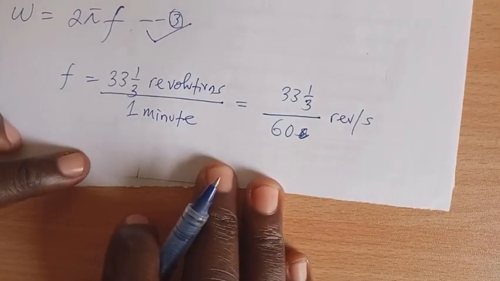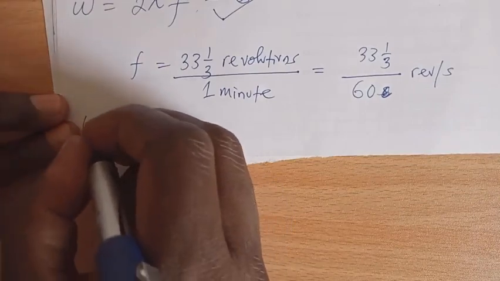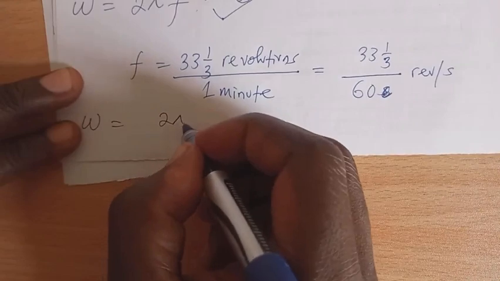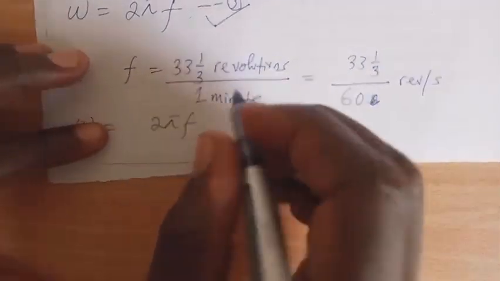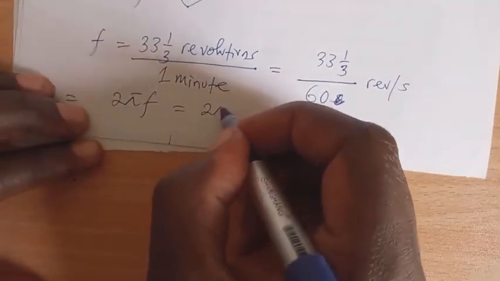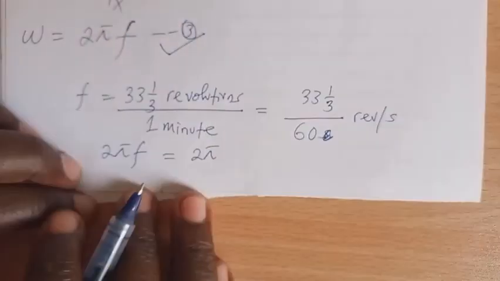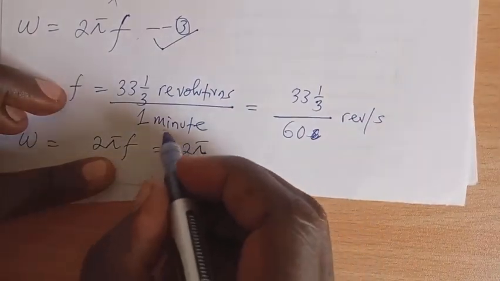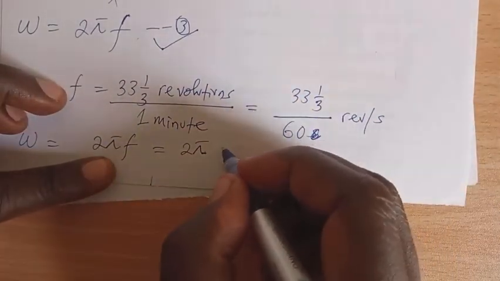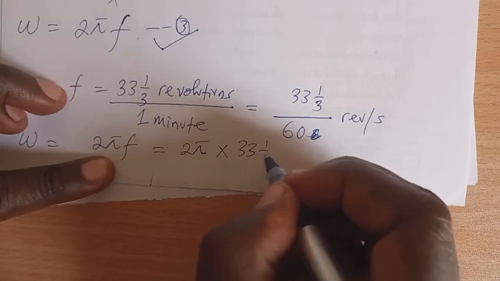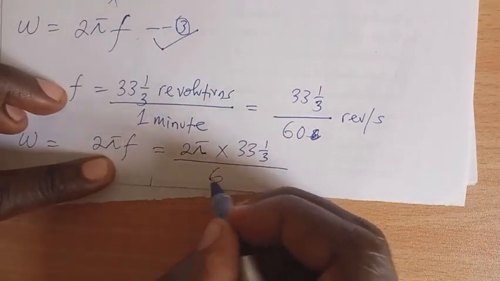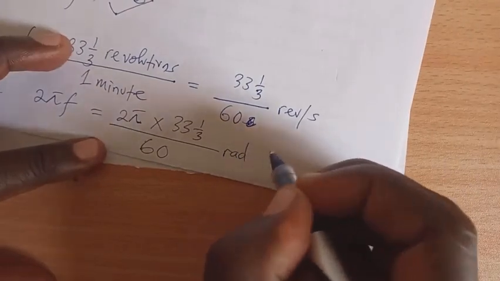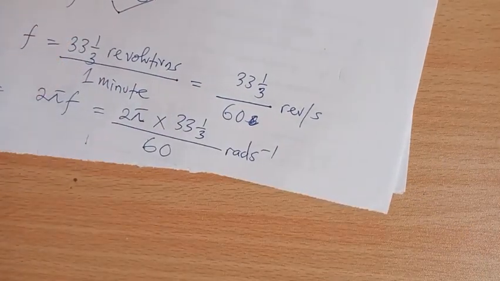That is my frequency. Finally, I will now say omega is equal to 2 pi f. So this will now be 2 pi, meaning I am taking this formula 2 pi, and then my f is the whole of this, so I will have times 33 1/3 divided by 60, and once I do that, it is now in radian per second, the unit of omega.